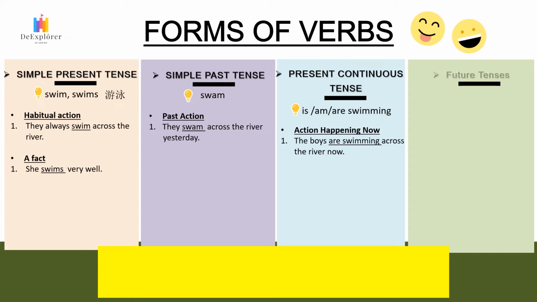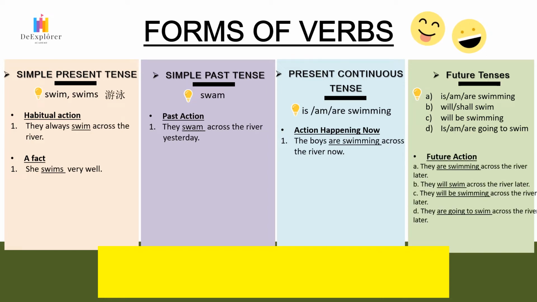And the last one is future tenses. So future tenses use A is, am, are swimming, B will, shall swim, C will be swimming, and D is, am, are going to swim. Future tenses is used to show future action, 就是将要发生.